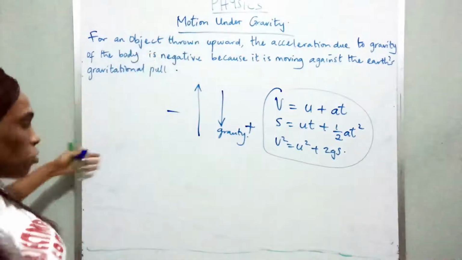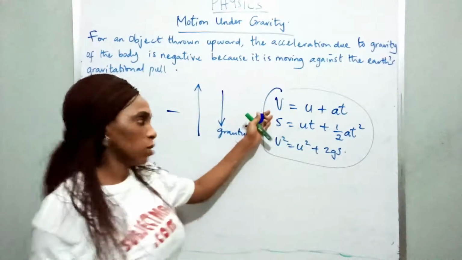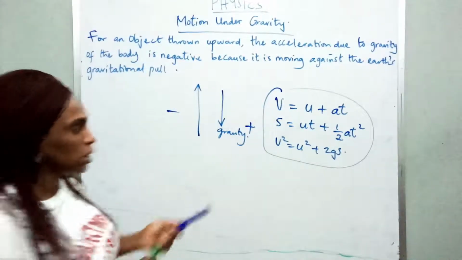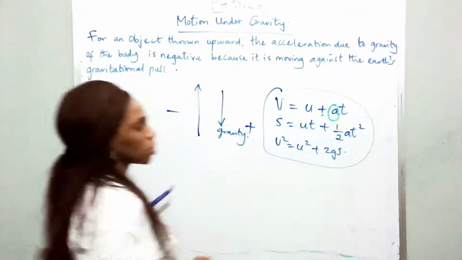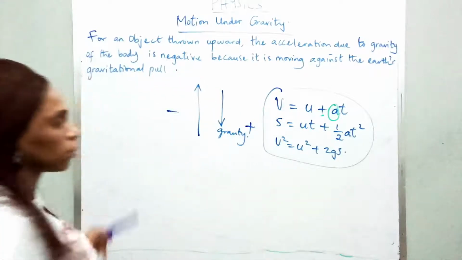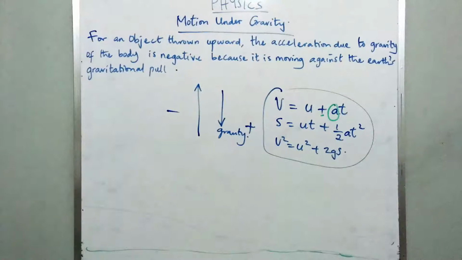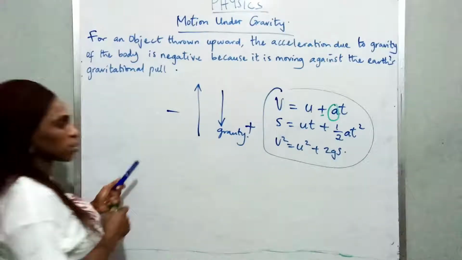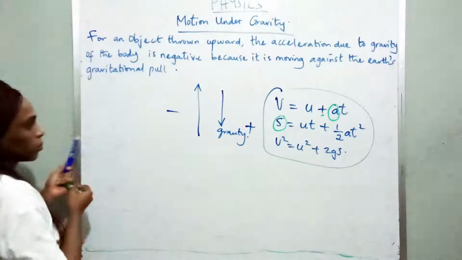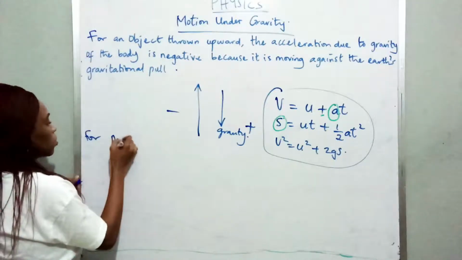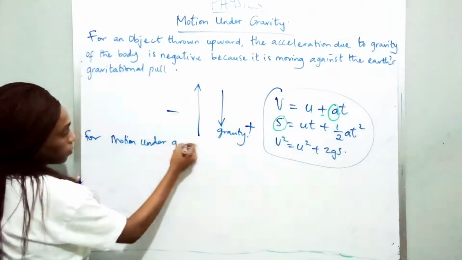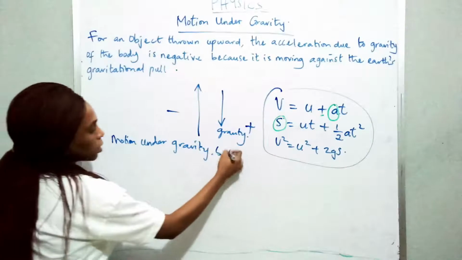But for motion under gravity, the three equations, although they look similar to these, the major difference is that the A is replaced with G. The plus changes to minus, and the plus also changes to minus. So let's check out what we have. And then the S also changes to H. So I'm just going to write motion under gravity. Below are the equations.